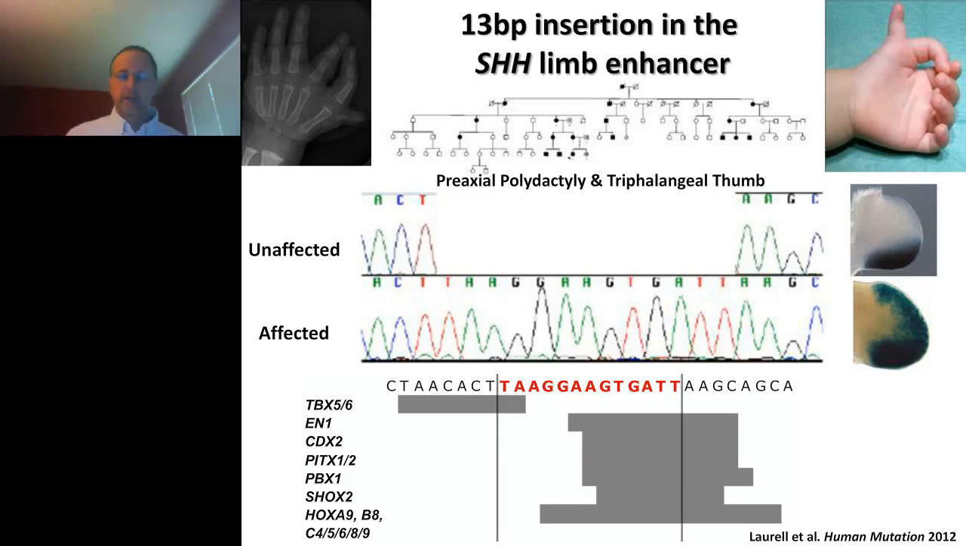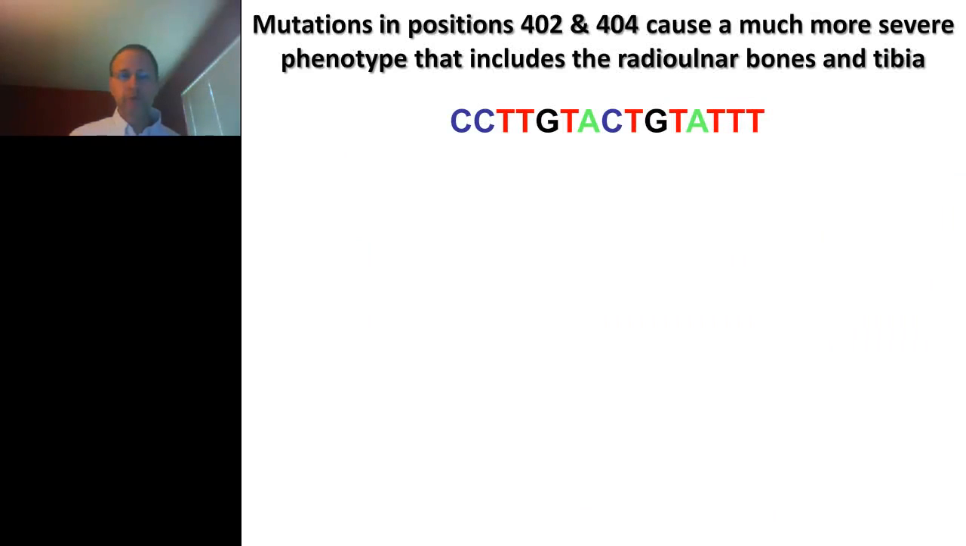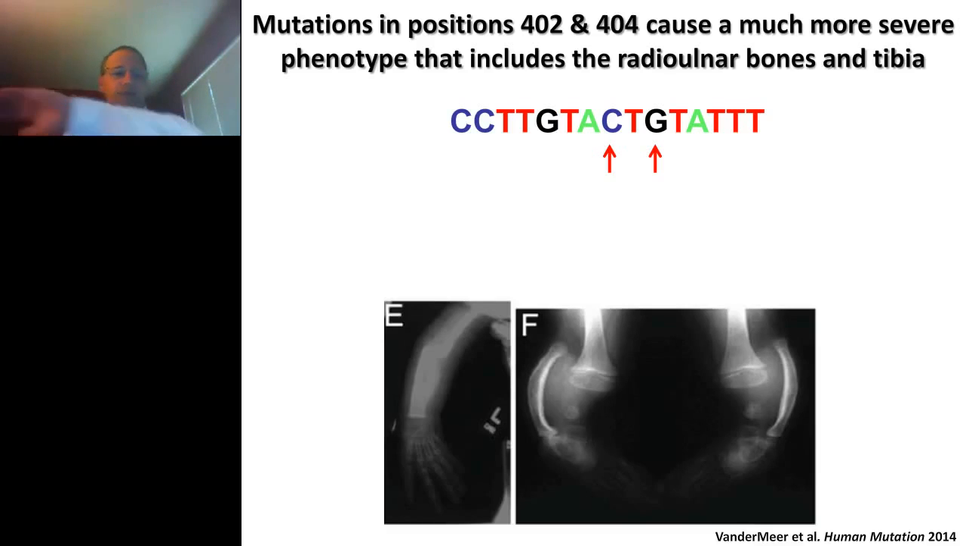In addition, for this enhancer, there are 2 point mutations, at position 402 right here, or 404 here, that have a much more severe phenotype, where not only do you have an extra finger, but also the radius and the ulna are affected, and also the legs. And these are point mutations, not a 13 base pair insertion. And again, I would expect a 13 base pair insertion to have a much more severe phenotype than a point mutation, but this is not the case.